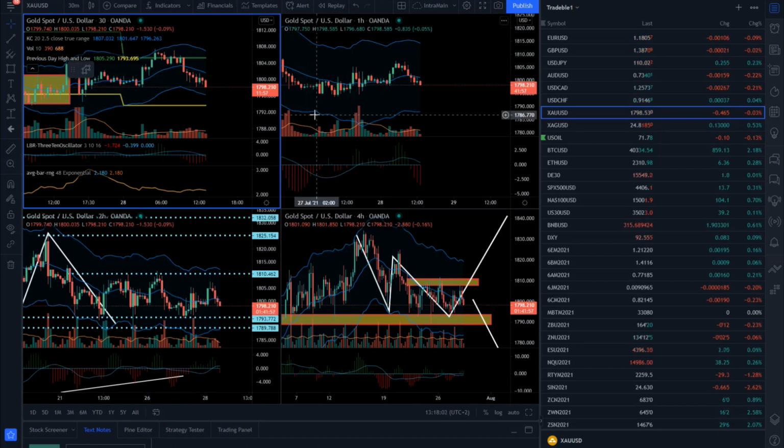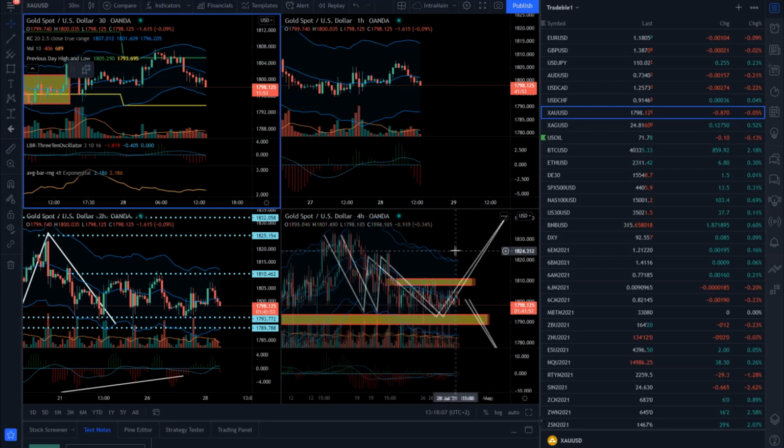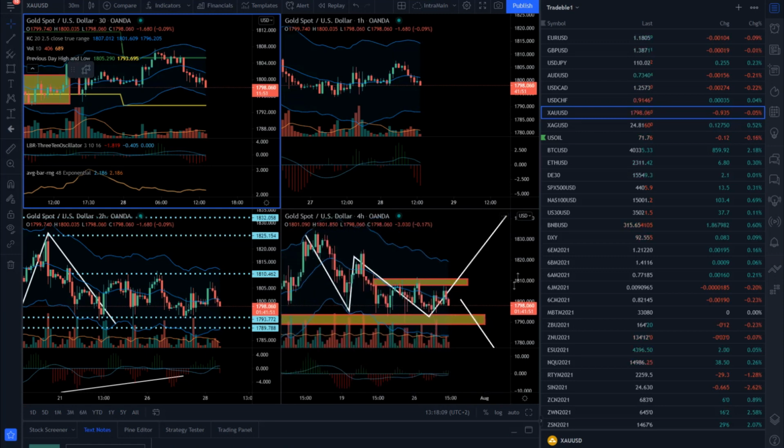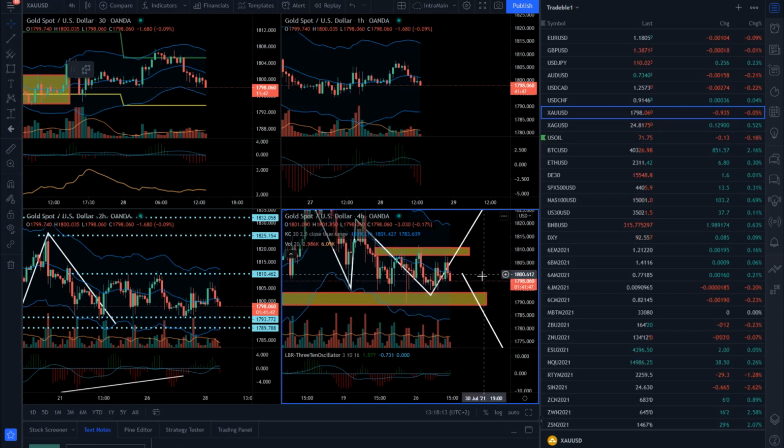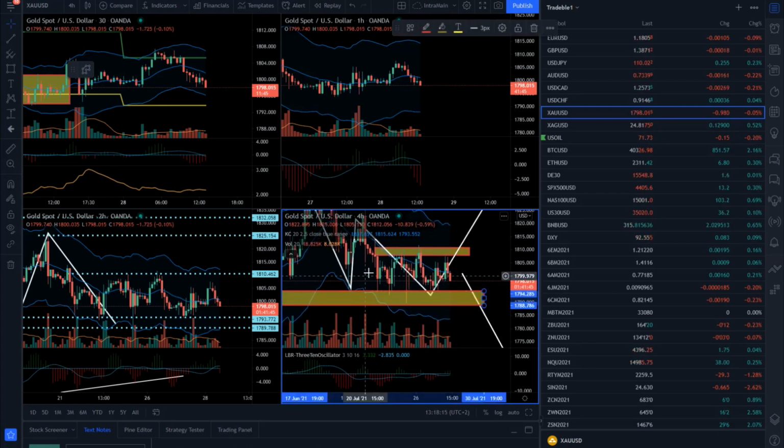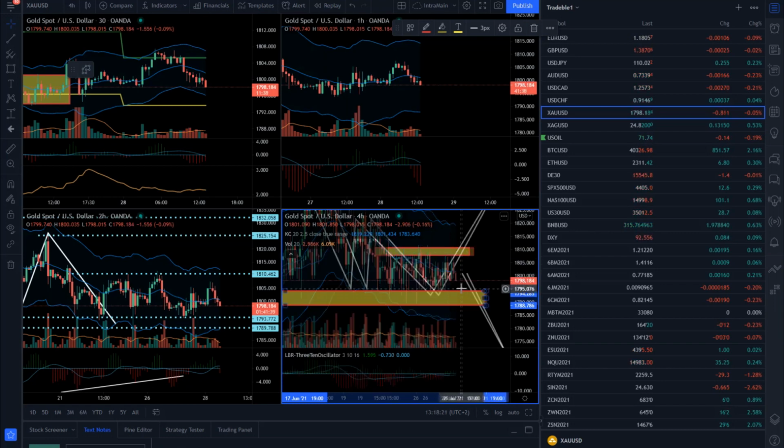This is the multi-time frame chart. As you can see, we've got a 30-minute, hourly, 2-hour, and a 4-hour time frame. Obviously, on the longer time frames, like the 2-hour and 4-hour, we are in a very heavy contraction or consolidation, more of a horizontal rectangle. And we are right now somewhere in the middle, around the 1798 level.